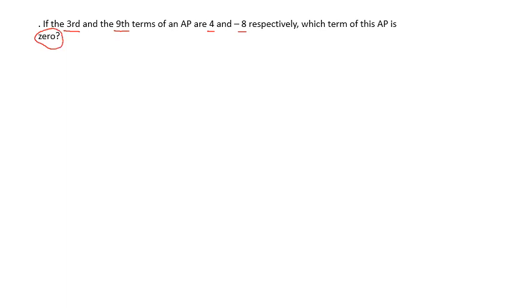What are the things given to you? Third term. How will you write third term? A3. Ninth term, A9. Third term A3 is equal to how much? 4. Ninth term A9 is equal to how much? Minus 8. A3 equal to 4, A9 equal to minus 8. Now which term of the AP is 0? So nth term we don't know is equal to 0. That is the question.